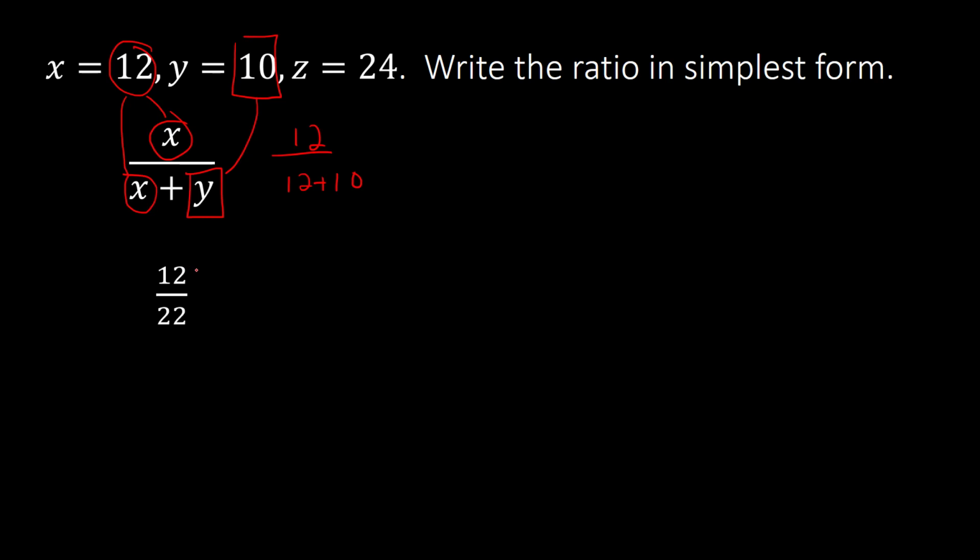And by the way, we should always simplify every time. And we can divide the top by a 2 and the bottom by a 2. I'm left with a 6 over 11. So my simplified solution would be 6 over 11.